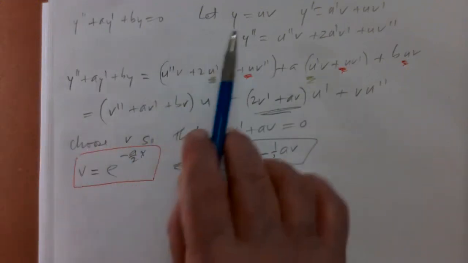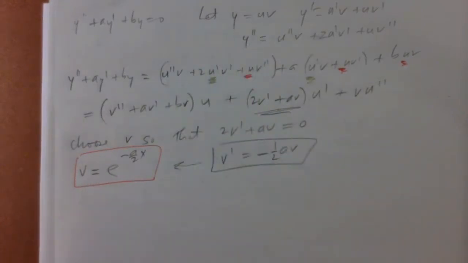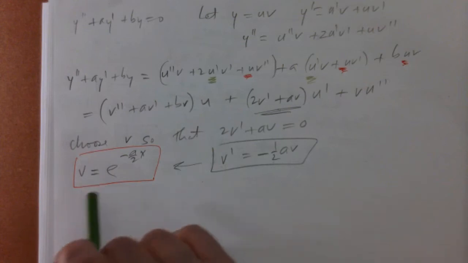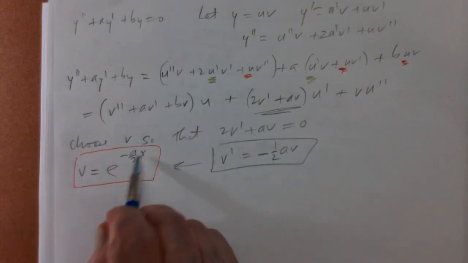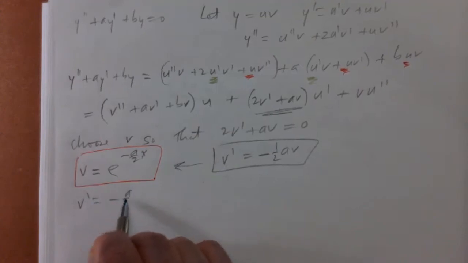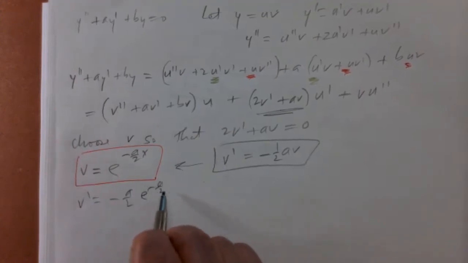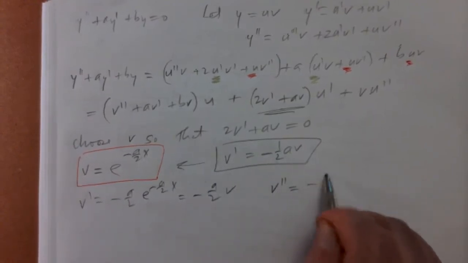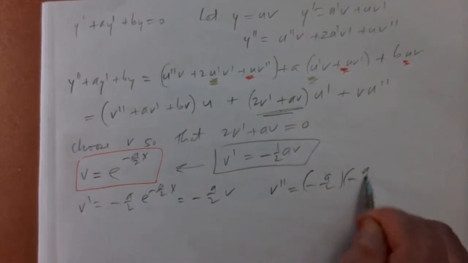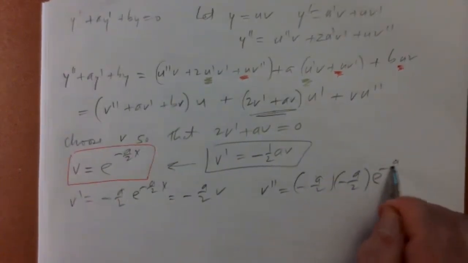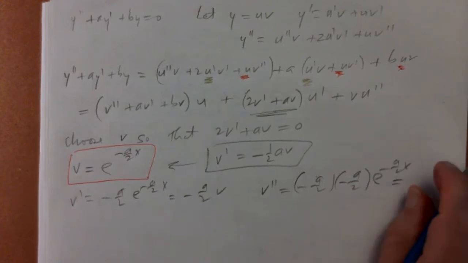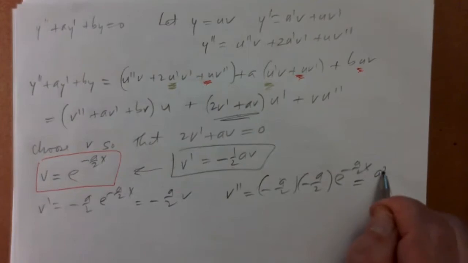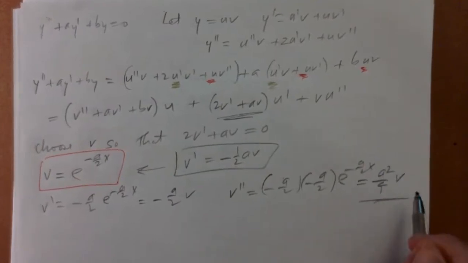So if I look for a solution y equals u v, and v is equal to this, and I plug it into this equation, let's see, what do I get? If v is e to the minus a over 2 x, v prime is minus a over 2 e to the minus a over 2 x, or minus a over 2 v, and v double prime is minus a over 2 times minus a over 2 e to the minus a over 2 x. When I multiply this, I get a squared over 4 times v.